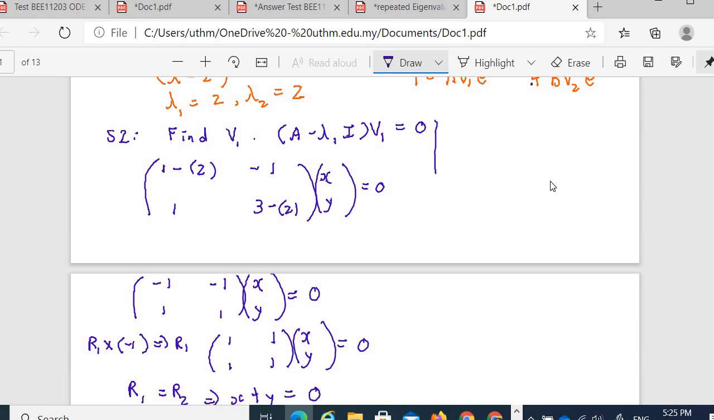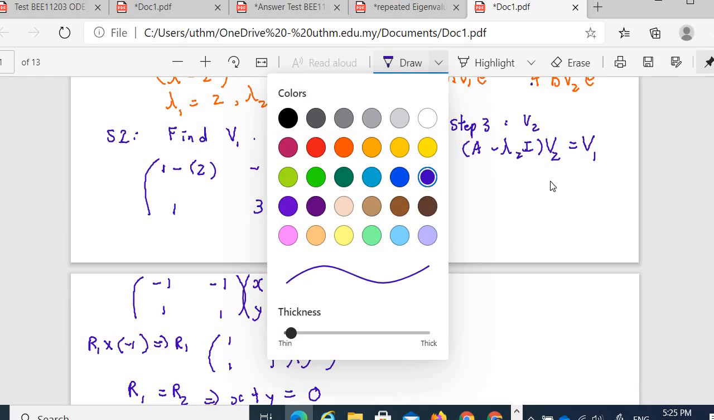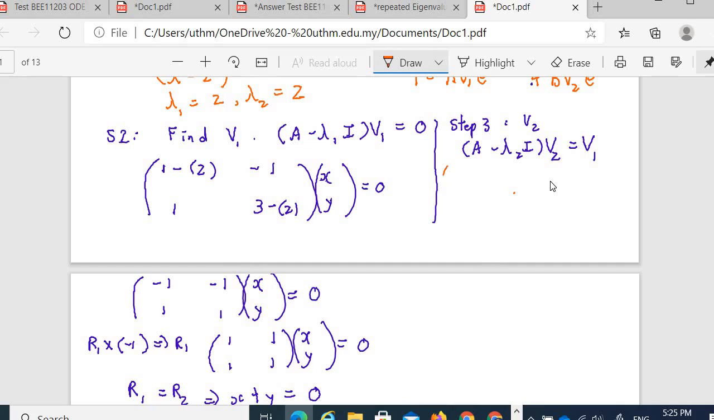So when you compare for repeated eigenvalue, your step 3 is that you find v2 by solving A minus lambda 2 I v2 equal to v1, where lambda 2 equal to lambda 1. So everything will be the same except the 0, you equal it to your v1. So step 3 will be the same.